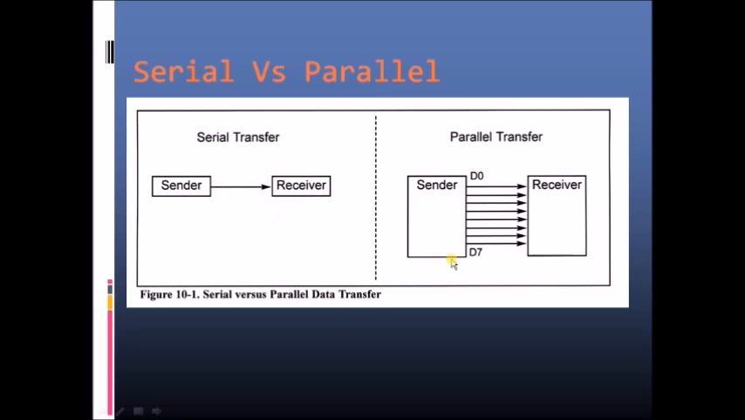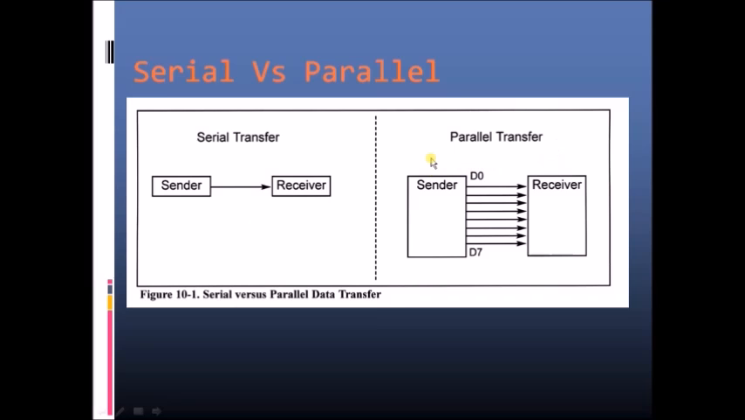When it comes to the advantages of serial communication, the implementation is very simple and the cost of implementing this communication is very low. But in parallel communication, the speed of transfer is very high compared to serial communication. Now the drawbacks of serial communication: the speed of transfer is very low. It takes much time to transfer the data.